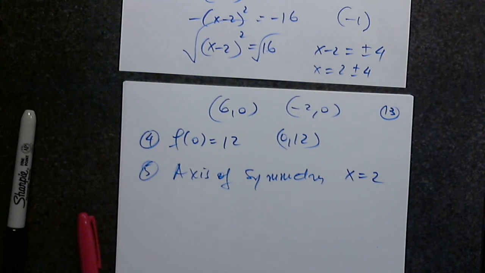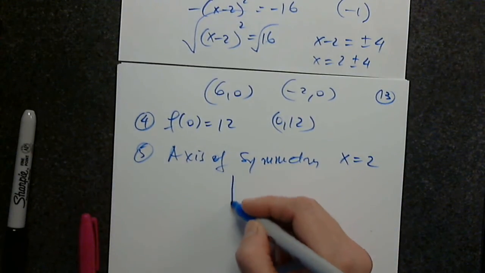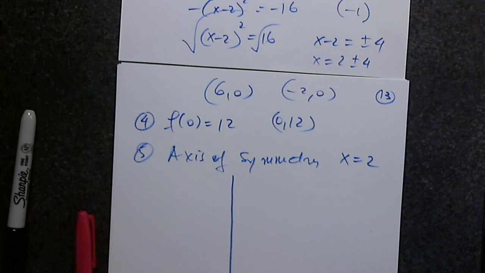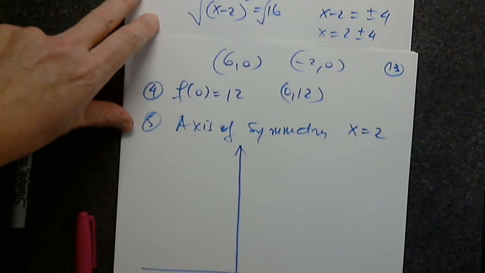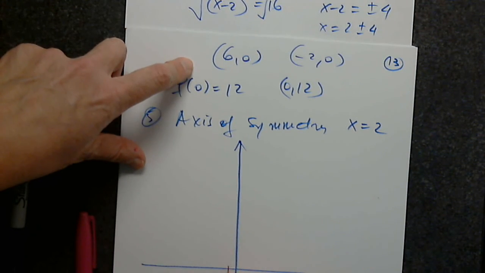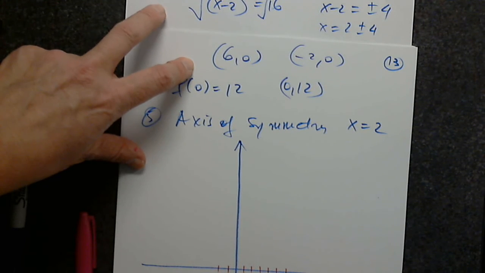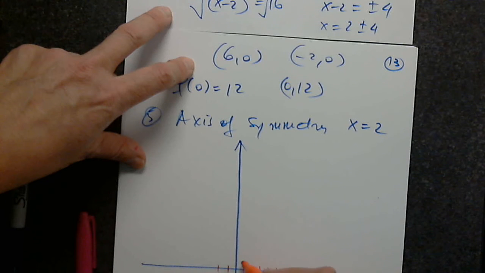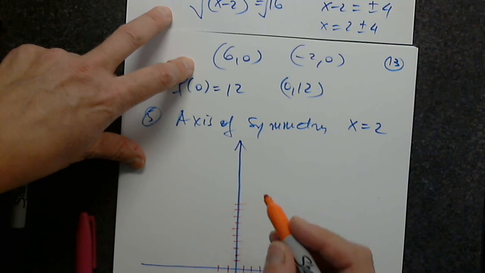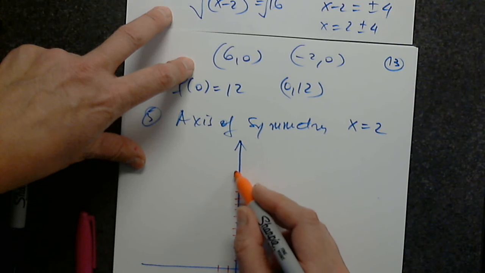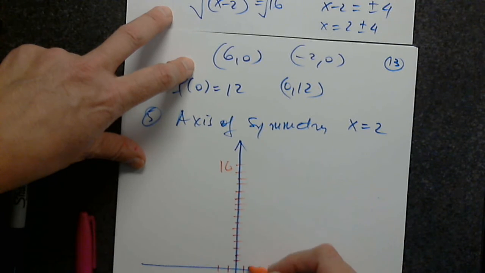So now we can graph. It crosses the x-axis. We should always start with a vertex, but I wanted to see where, so it's 6 and -2. Okay. So 2, 16. 1, 2, 3, 4, 5, 6, 7, 8, 9, 10. 1, 2, 3, 4, 5, 6. So right here.